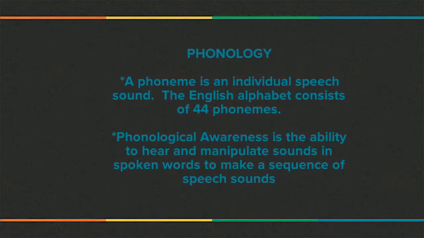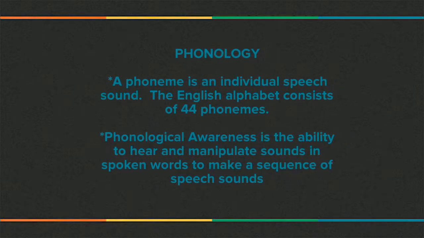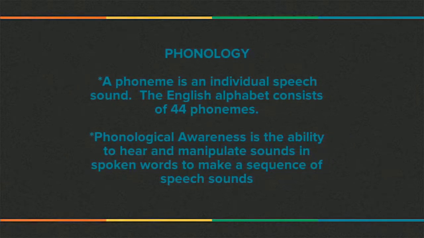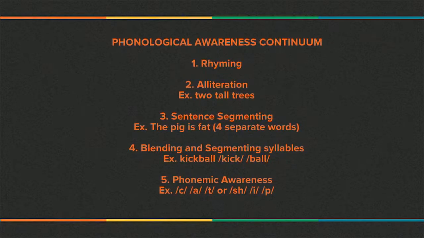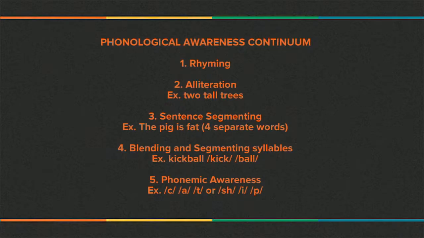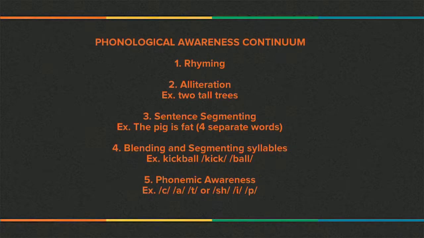The English alphabet consists of 44 phonemes, or individual speech sounds. Phonological awareness is the ability to understand and use these individual sounds. Normal developmental progression of phonological awareness occurs. The inability of an age-appropriate student to perform these skills may indicate the presence of a specific learning impairment.